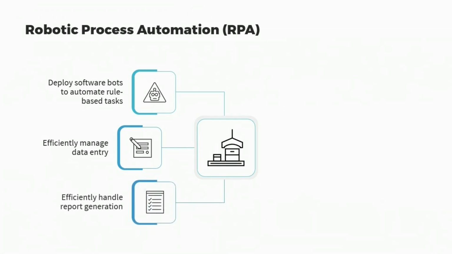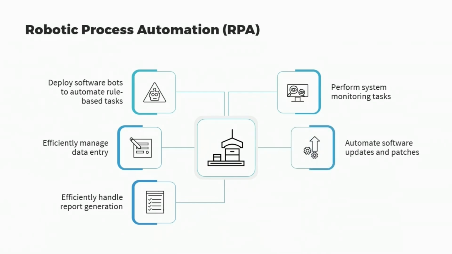And RPA streamlines report generation processes by automating data collection, analysis, and formatting. And by automating these tasks, organizations can produce reports more quickly and accurately, enabling better decision making and operational transparency. And RPA software bots can monitor IT systems and infrastructure for performance issues, security threats, and other anomalies. Automating system monitoring tasks allows organizations to proactively identify and address issues before they escalate.